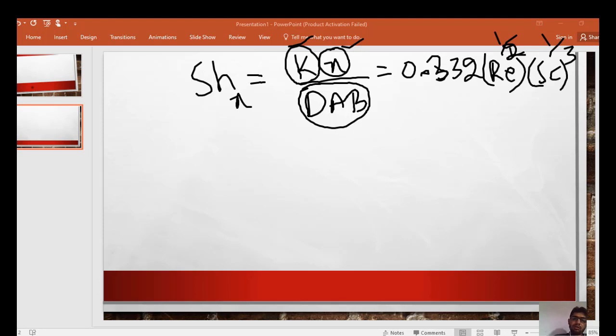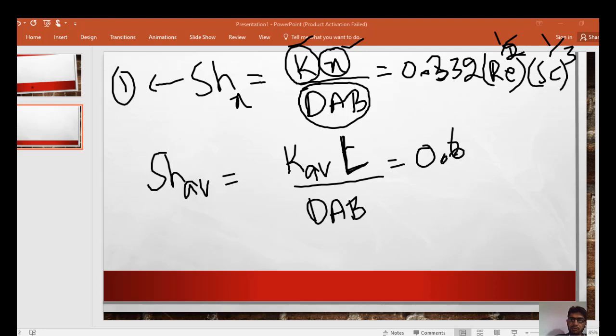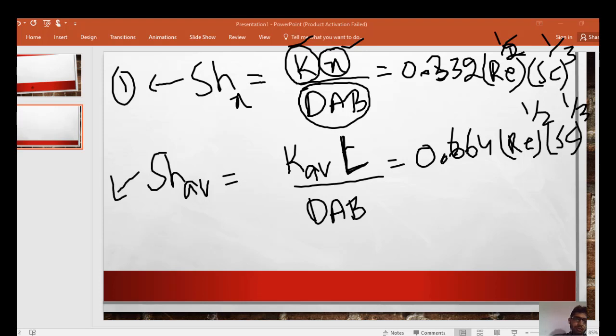So this is the local Sherwood number. Similarly, we know that there is the average Sherwood number, which is the average mass transfer coefficient k times L, the total length of the plate, divided by the diffusivity of components A and B, which is equal to 0.364 Reynolds number to the power 1 over 2 and Schmidt number to the power 1 over 3. Now suppose this is equation 1 and this is equation number 2.